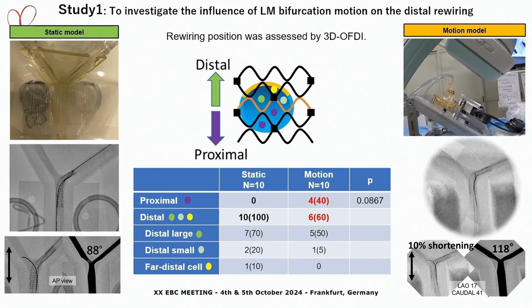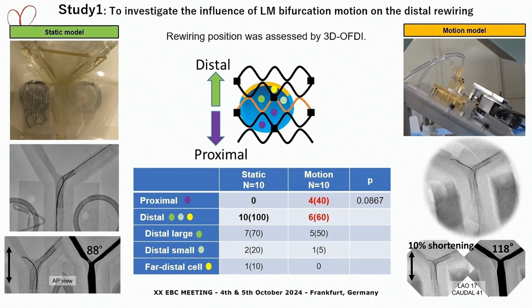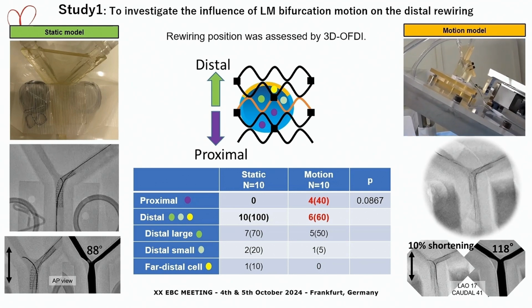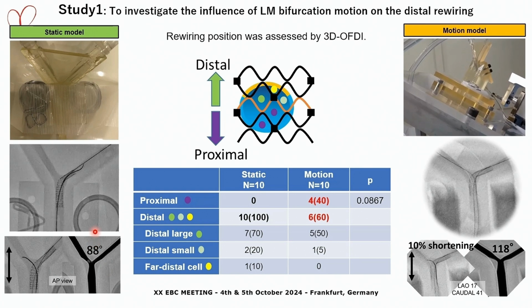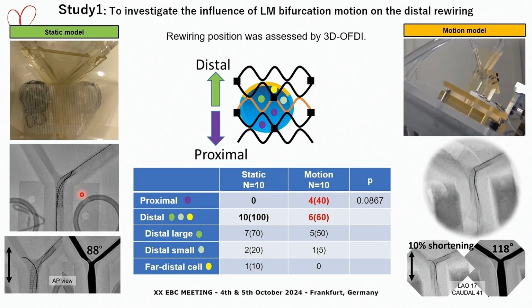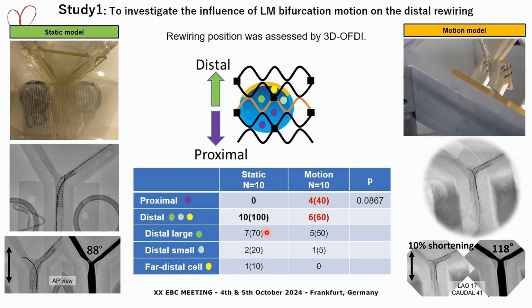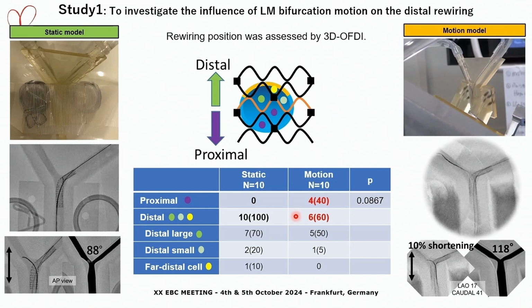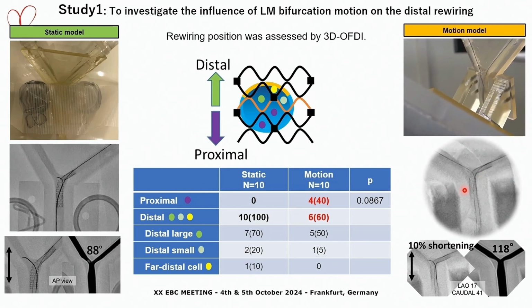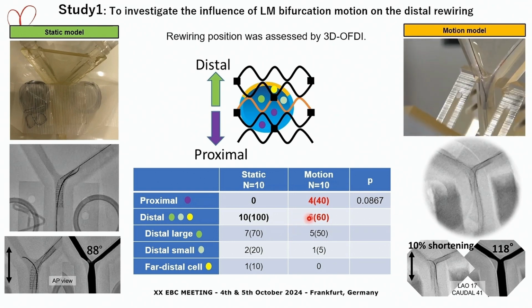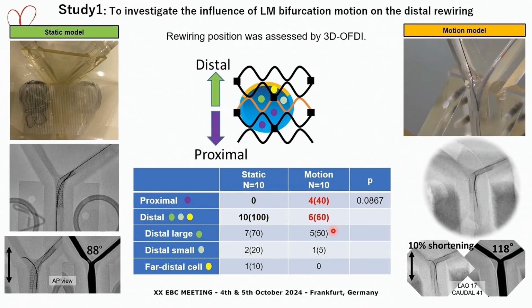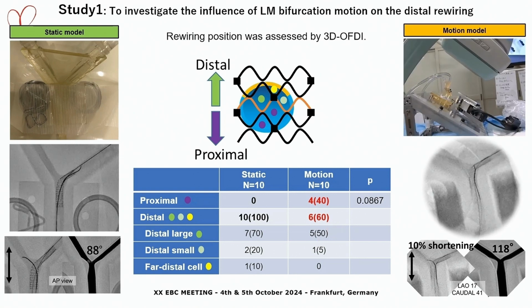In study 1, we investigated the influence of left main motion on distal rewiring. In the static model, distal rewiring was successful in 100% of cases. But in the motion model, the success rate dropped to 60%, which was similar to previous clinical study.